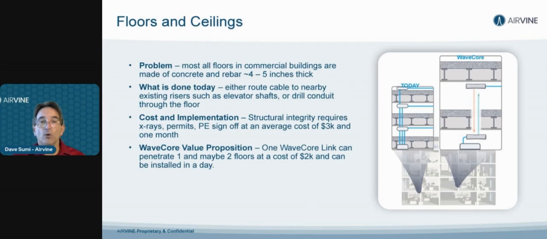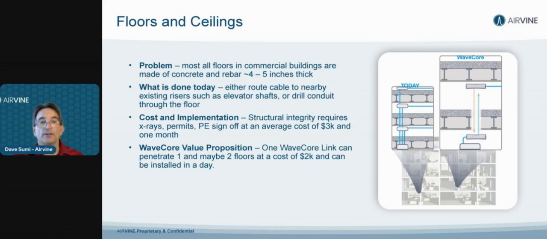So how do we know whether or not these floors and ceilings that we're trying to blast through with the WaveCore are going to function? And how much data rate are we going to get? A thin concrete wall will get 7, 8, 9 gigabits per second. If you're going to go through 12 inches of concrete, which we have tested, you might get only 3 to 4 gigabits per second.